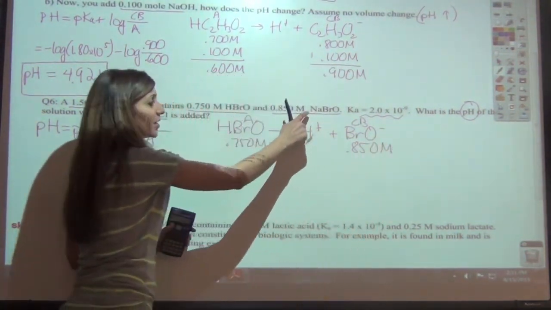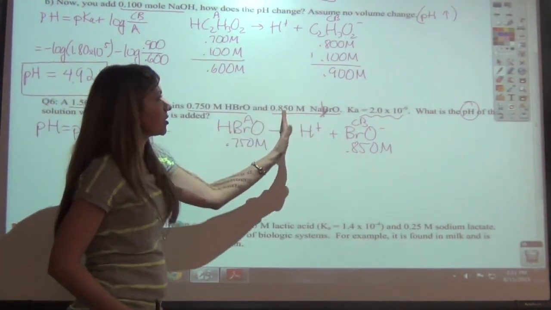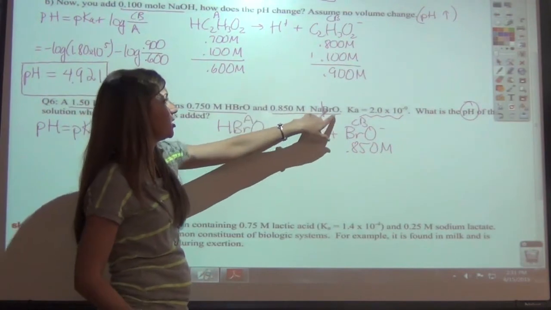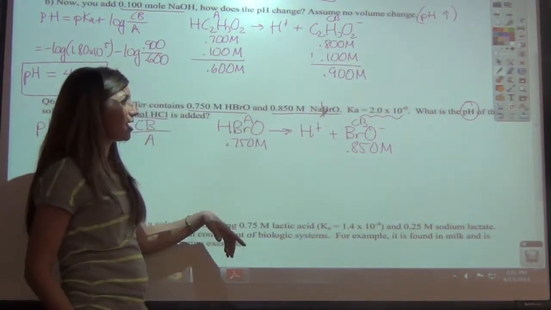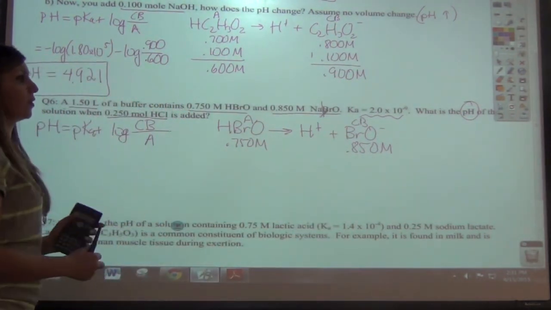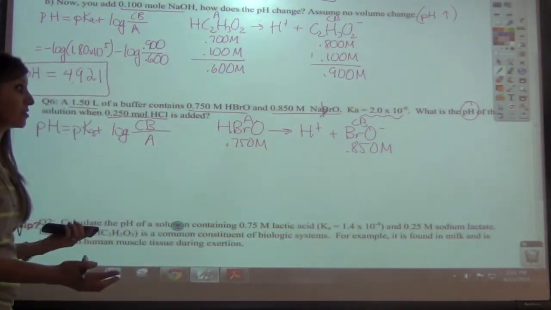0.850 molar solution because, remember, sodium is a 1A, and so it splits up every time that it ionizes, and you have a 1-to-1 ratio of your Na to BrO. The BrO is what matters. The Na plus is not mattering here, and so that's what we're going to write for our concentration there. So now we have our two concentrations of our acid and its conjugate base, or its salt.